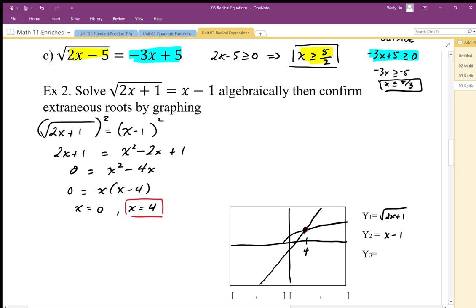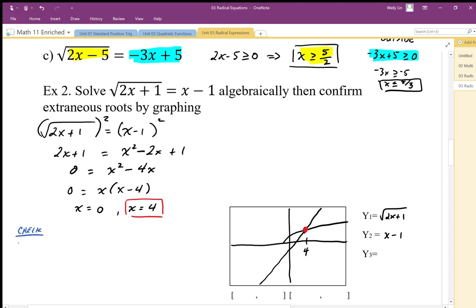Now, the x equals 0 solution doesn't show up. Well, why doesn't it show up? Let's plug it in and see if it actually works. If I plug in 0, I get square root of 1, which is 1, equals 0 minus 1, which is negative 1. So we get 1 equals negative 1. That doesn't work. Okay, so I'm just going to show the test here. This is my check.